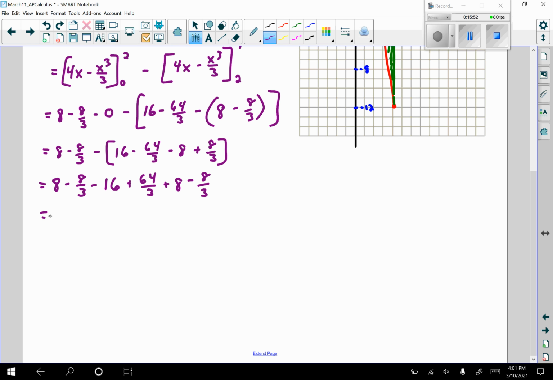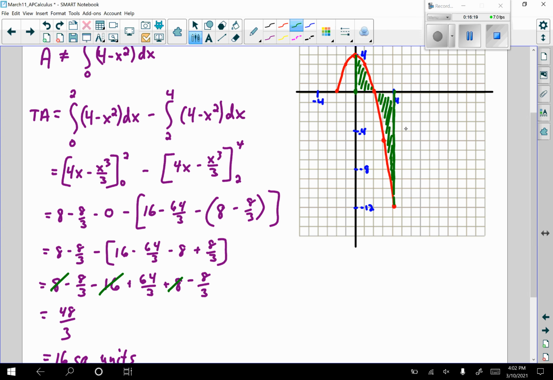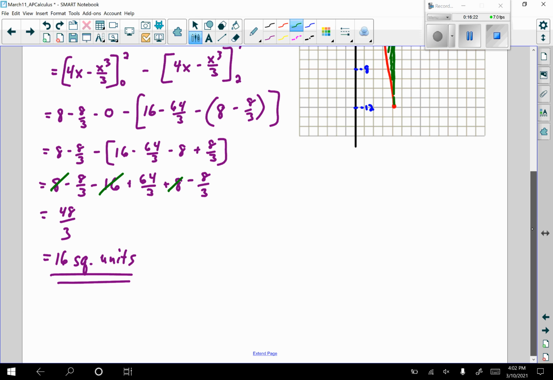Again, we can go ahead and combine all the integer values, which are going to cancel. I've got 8 plus 8 minus 16, so those are gone. And then I really have negative 16 thirds plus 64 thirds, so that'll give me 48 thirds, which is 16. And because we're answering a question about area, we label this as square units. So all of this area together, above and below, totals 16 square units.